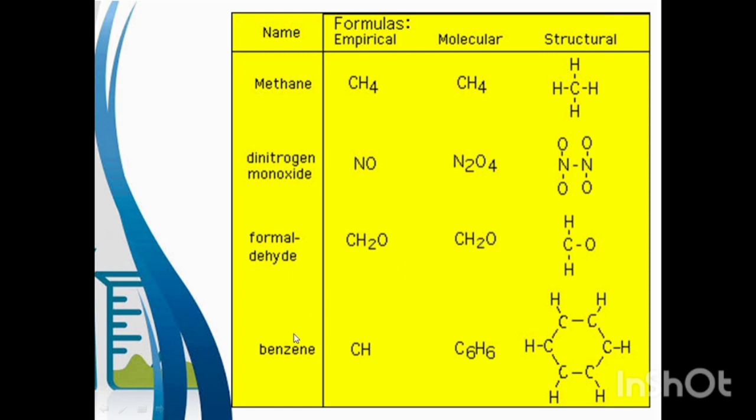Then last is benzene. We have carbon and hydrogen. Of course, its molecular formula is C6H6. Since it can be divided by 6, its empirical formula is C1H1, or CH. So the structural formula of benzene has 6 carbon and 6 hydrogen.